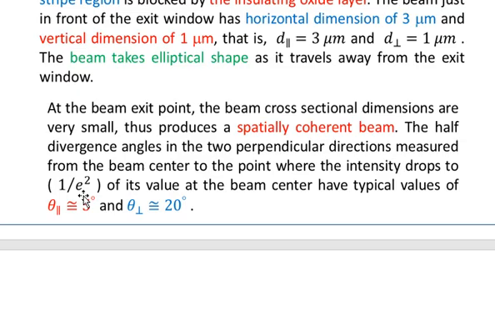And we have considered 1 over e squared points. Assuming that the intensity at the center is, for example, 1, then we consider 1 over e squared points and draw the laser spot, because beyond that the intensity becomes insignificant. The diameter of the beam spot is measured at the points provided by 1 over e squared. Theta parallel is 5 degrees, theta perpendicular is 20 degrees, as I have just explained. And these are the half divergence angles.